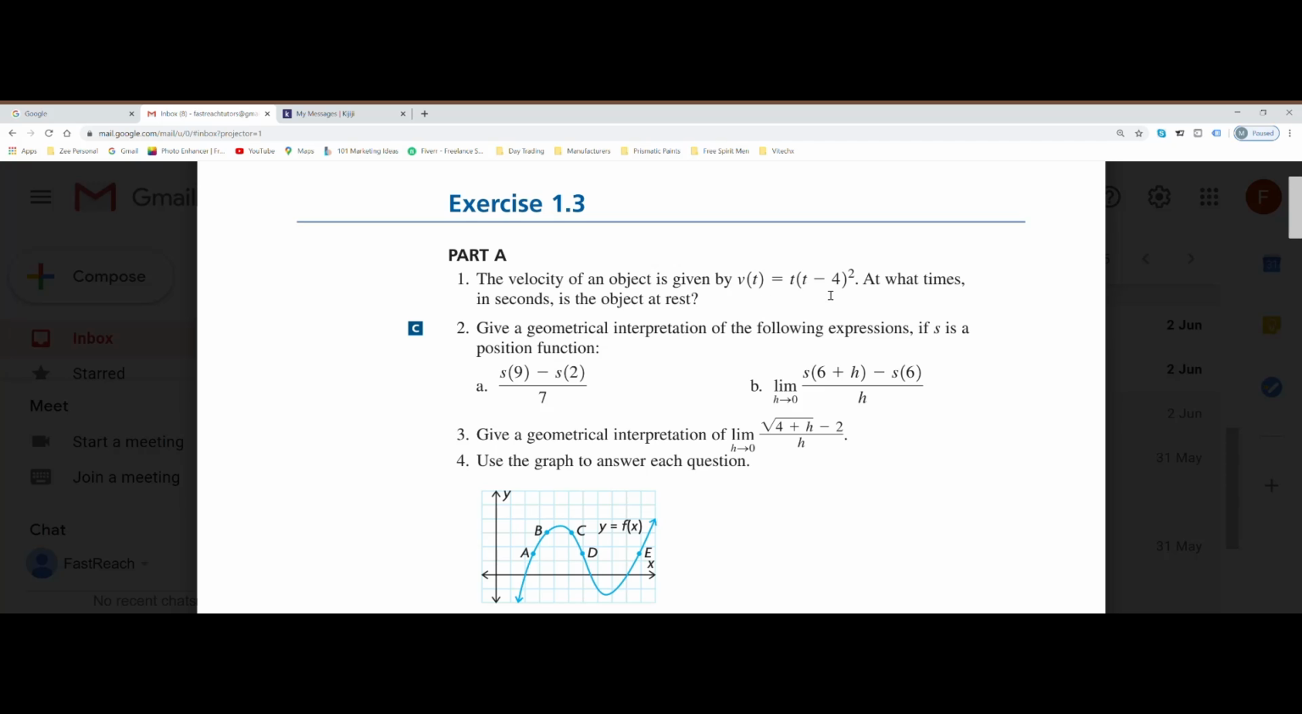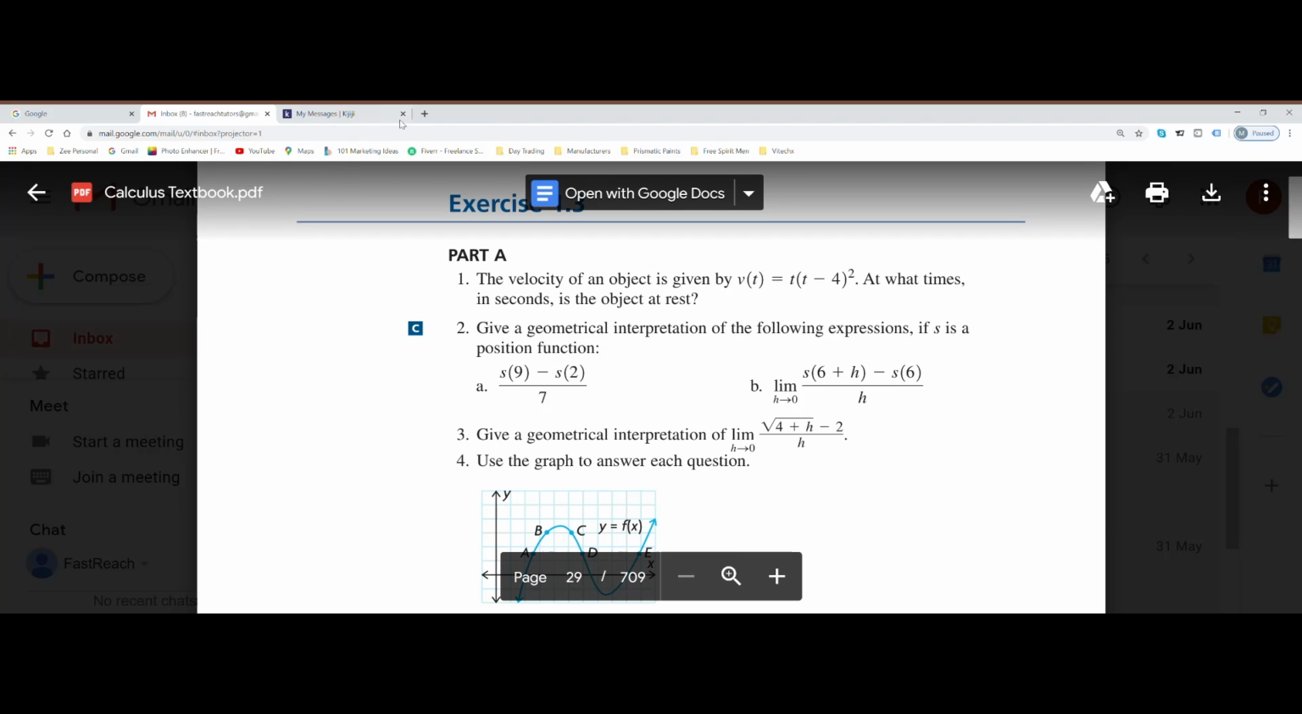Since this is already factored for you, it's quite easy. So t = 0, and t − 4 = 0, so t = 4. So you find that the object is at rest at t = 4 seconds and t = 0 seconds.